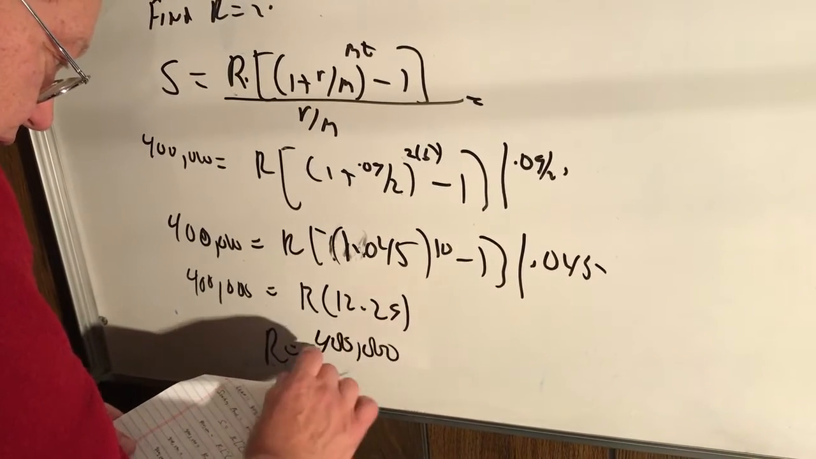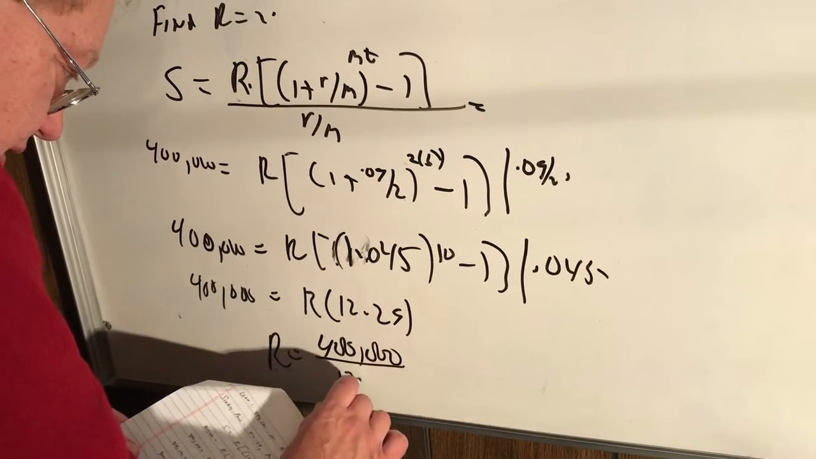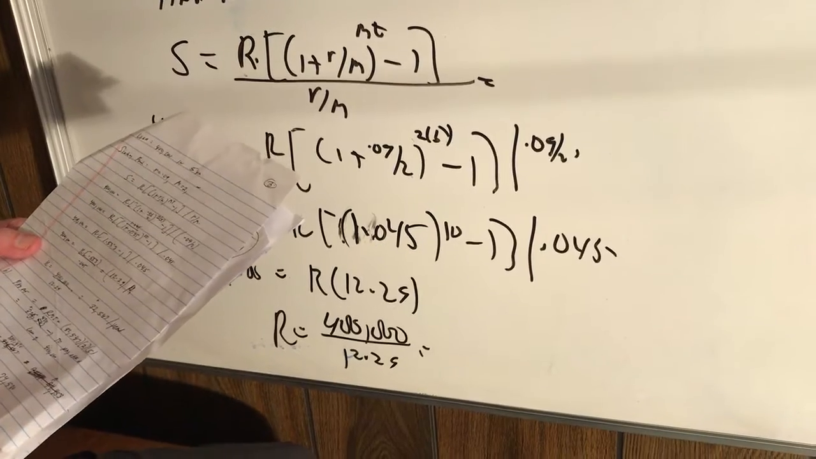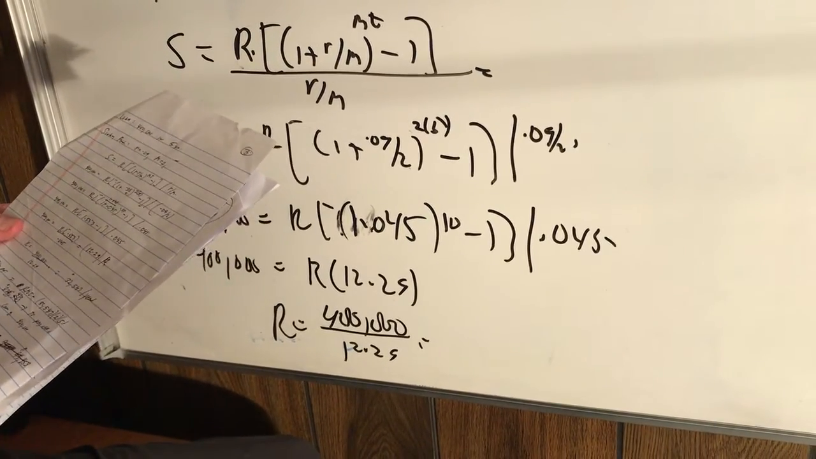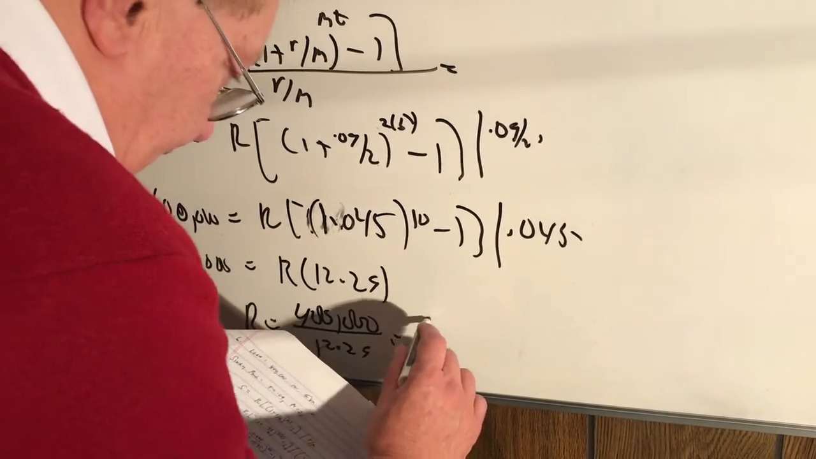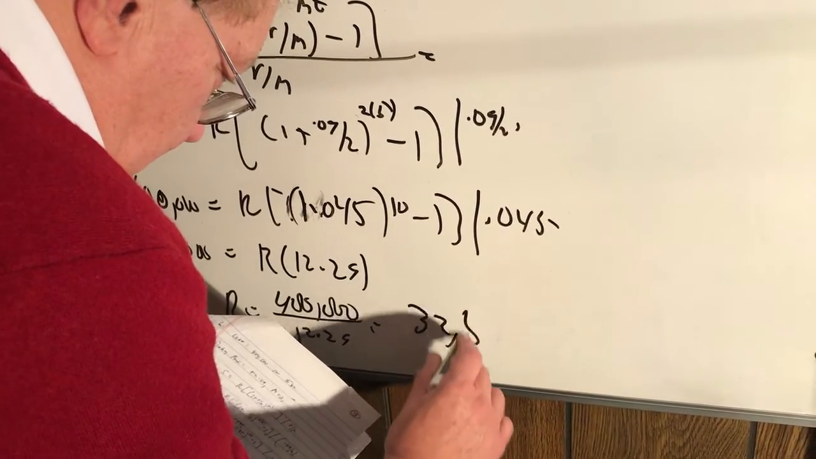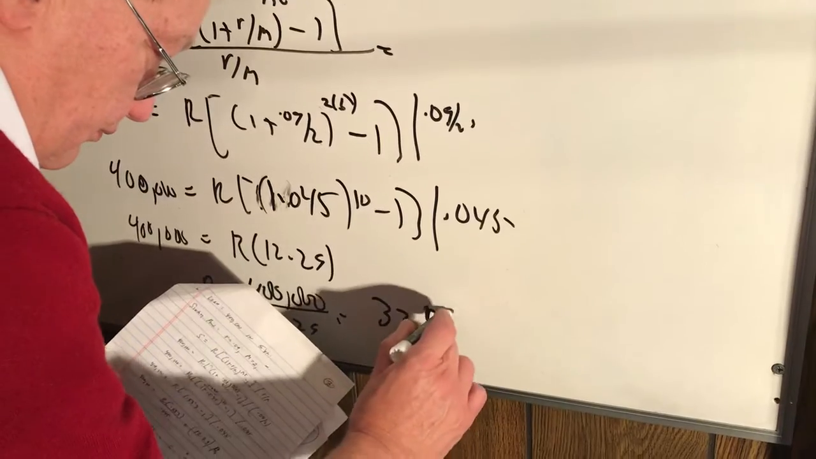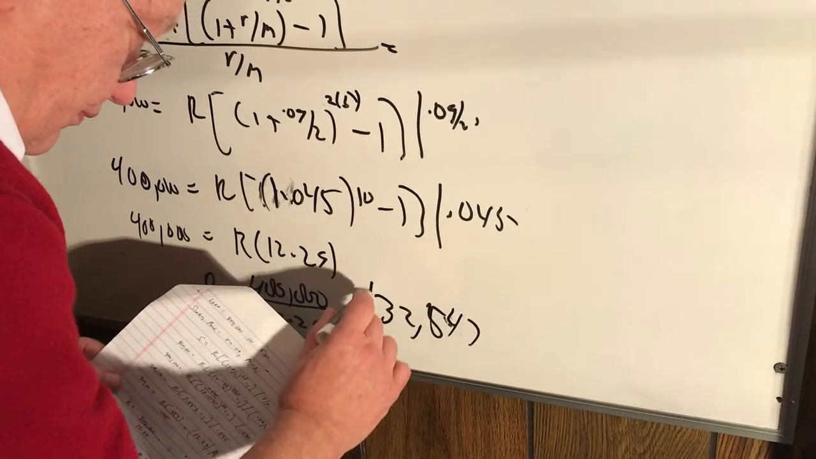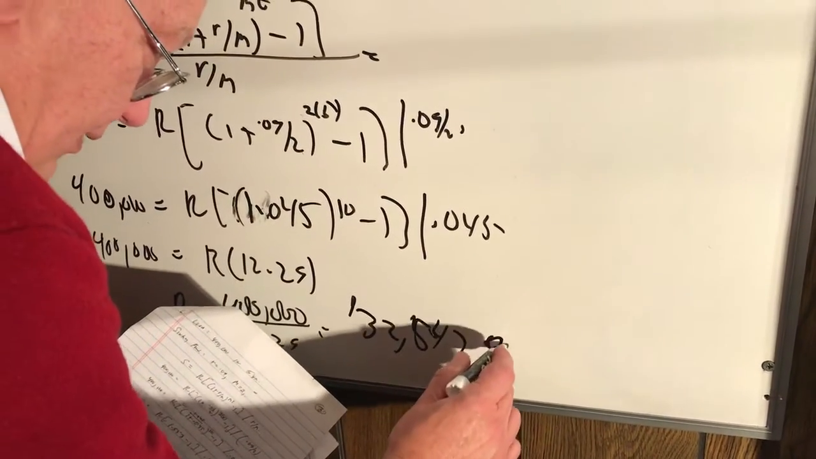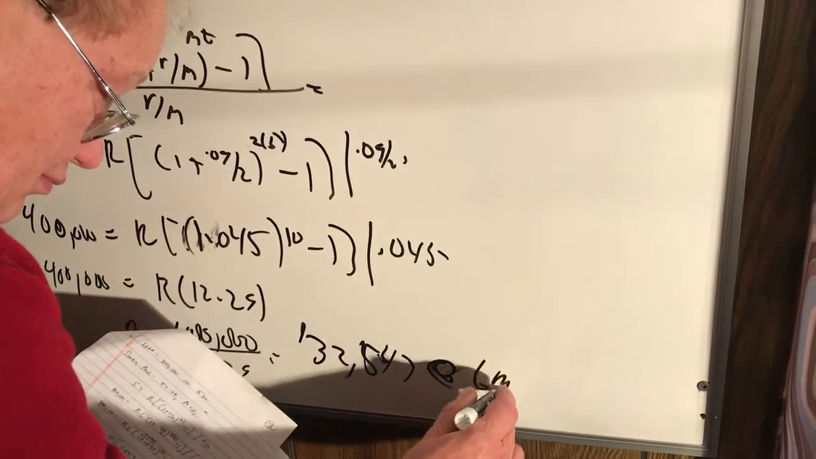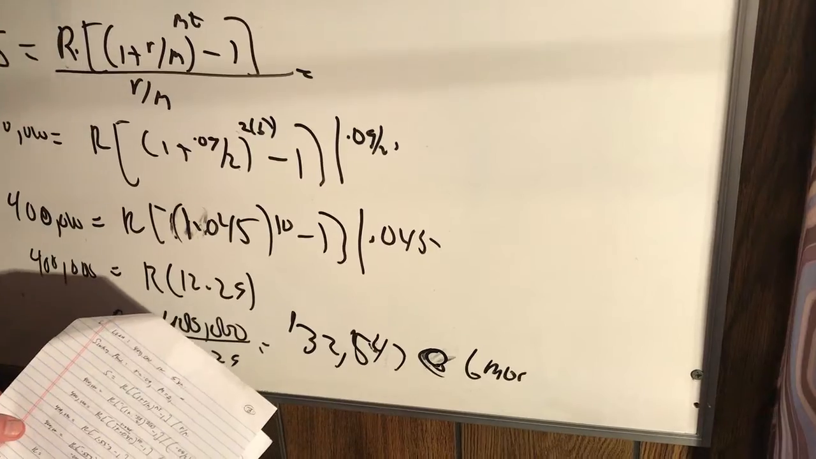400,000 over 12.29. And when I do that, I get 32,547 per period. That's every 6 months, right? Yeah, M equals 2. Yeah.